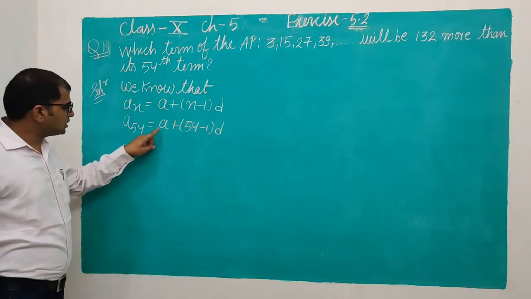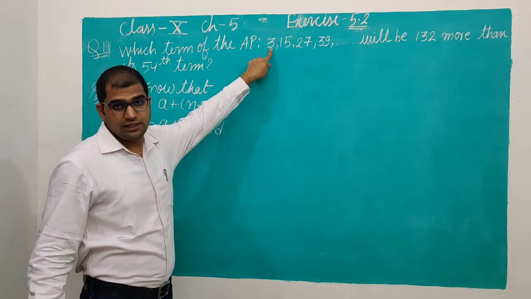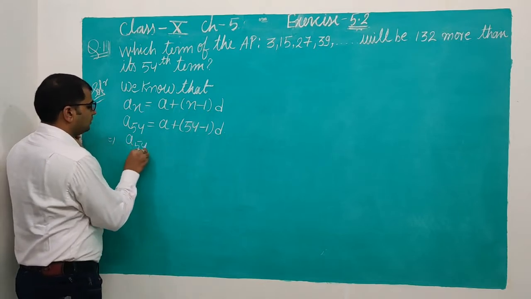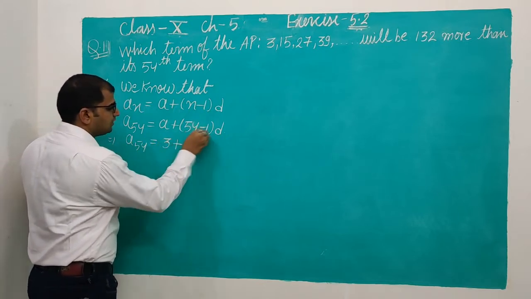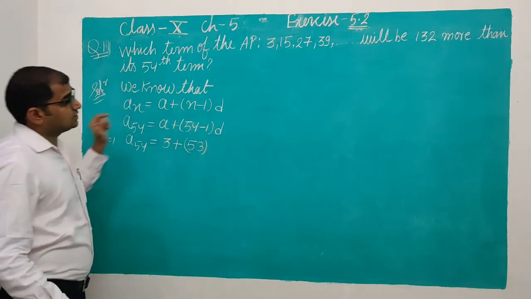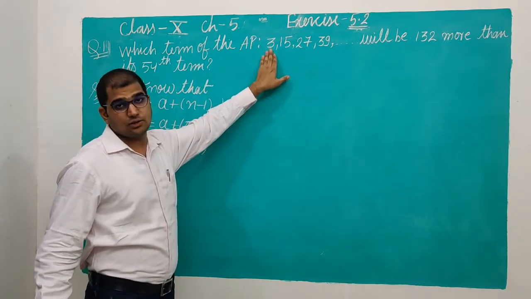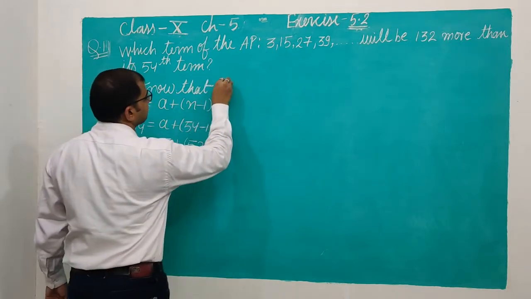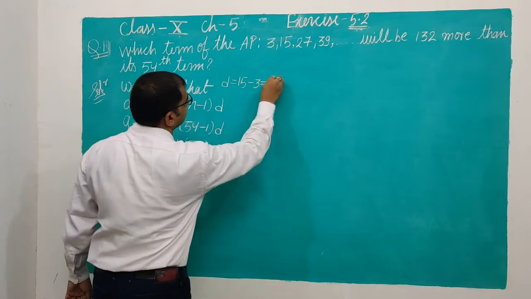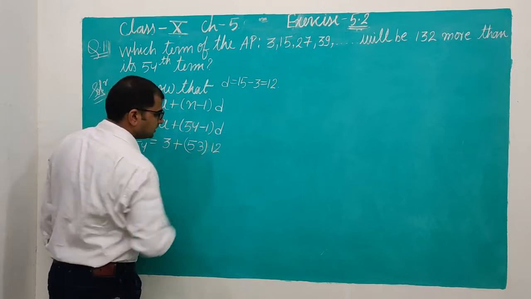ओके, उसके लिए देखिए आपको यहाँ पर क्या पुट करना पड़ेगा? a फर्स्ट टर्म कितना है ap का? 3. तो here we put that is 3. So a54 is equals to 3 plus 54 minus 1, that is 53. And the common difference is देखिए second term minus first term, 15 minus 3 कितना होगा? यहाँ मैं पुट कर देता हूँ, that is d. Here is 15 minus 3 is equal to 12. कितना आ जाएगा common difference? 12. That is multiply by 12.